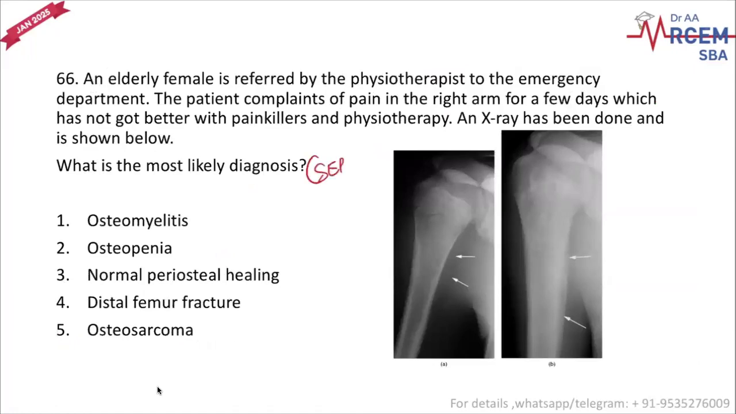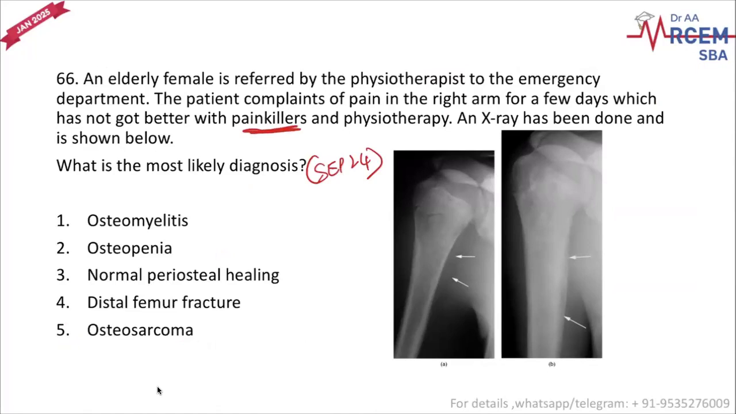This question has appeared in September 24 also and previously also. An elderly female is referred by the physiotherapist to the ED. The patient complains of pain in the right arm for a few days and has got better with painkillers and physiotherapy. An X-ray has been done and is shown below. What's the most likely diagnosis? Pain not getting better with the painkillers also. Okay, this should be the red flag. Why is it not getting better?